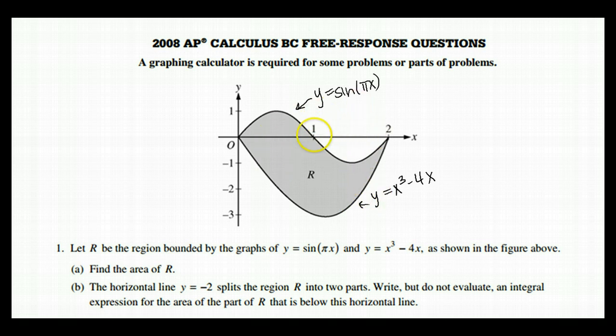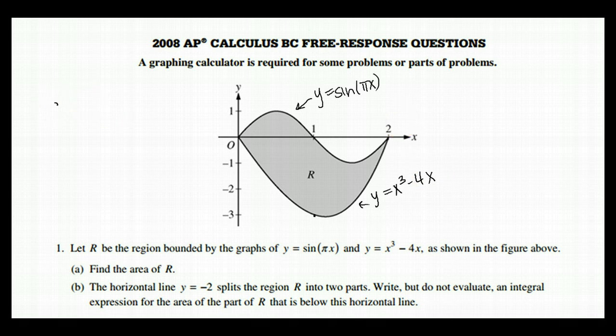So even now, if you think about substituting 1 into both of these functions, if you substitute 1 into x cubed minus 4x, you're going to get 1 minus 4, or negative 3. So that matches up down here with this coordinate point. So just plugging in values, you would know which one's which. But again, it is a graphing calculator problem. So top one, sine pi x, bottom one, x cubed minus 4x.